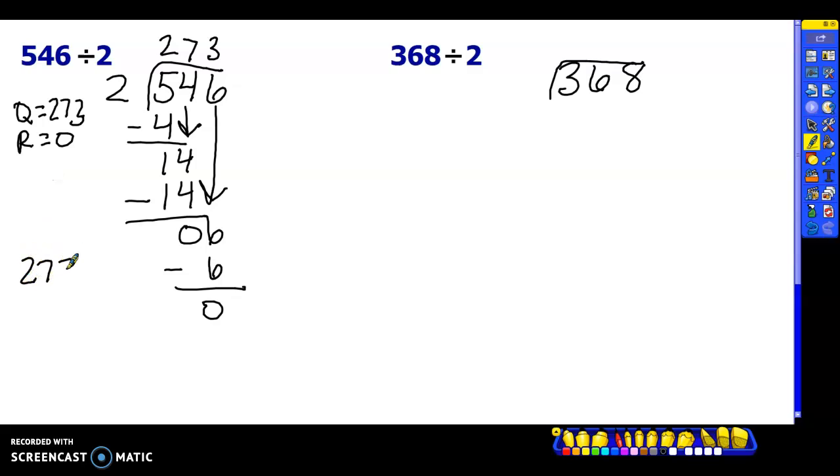Check my work. If I multiply by 2, I've got 6, 14. 2 times 2 is 4, plus 1 is 5, and it does check.